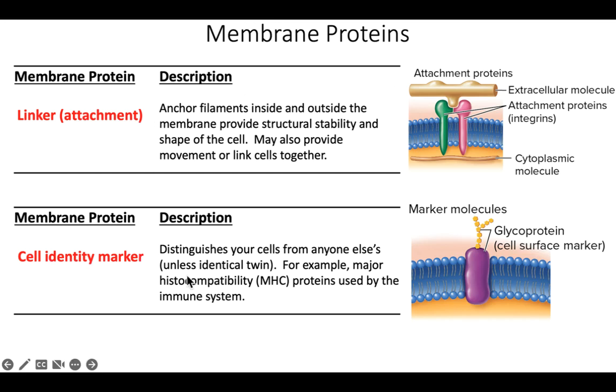Cell identity markers. These are going to be important when we get to the immune system in AMP2. So think about your immune system, right? It needs to be able to know your cells versus, say, a foreign cell, all right? We don't want foreign cells to get in because they could be harmful. So your immune system learns what your cells look like based on these identity markers. And therefore, if it comes across a cell that doesn't have these identity markers, it knows that that cell must be foreign, and your immune system will attack foreign cells. So we'll talk more about those in AMP2.